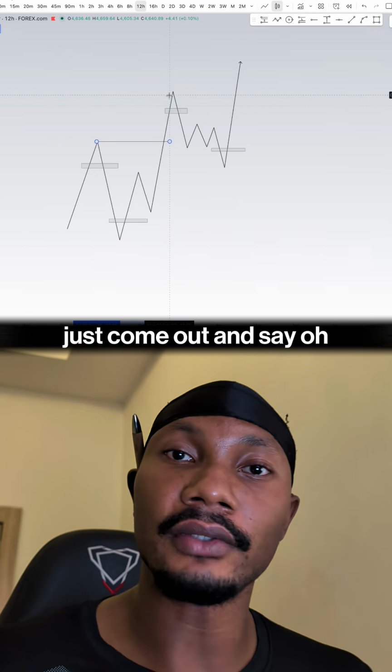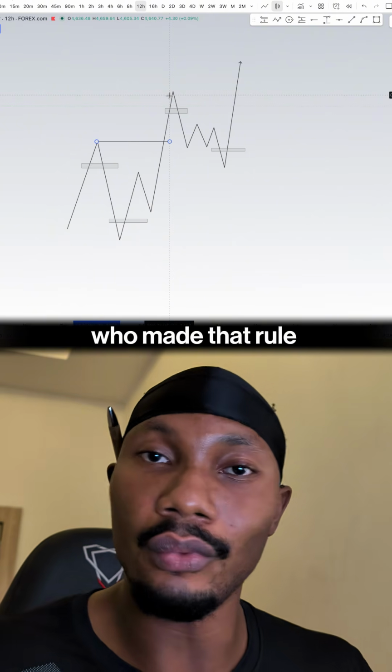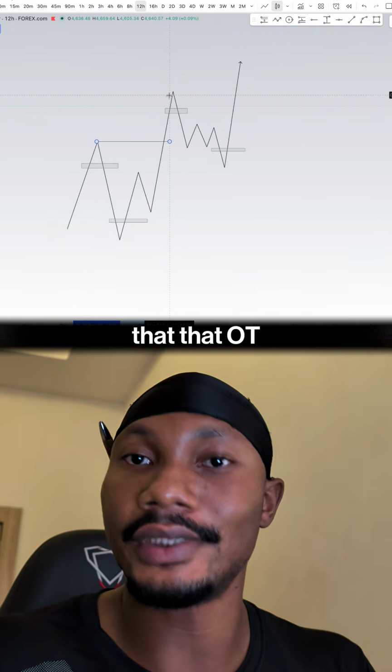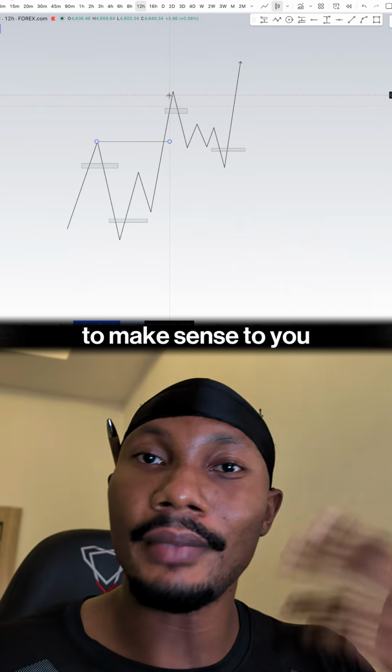So you people just come out and say, oh, wicks are not allowed, wicks are not this. Who made that rule? Who gave you that? Wicks have a lot of signals in them. It just depends on how you translate those signals to make sense to you.